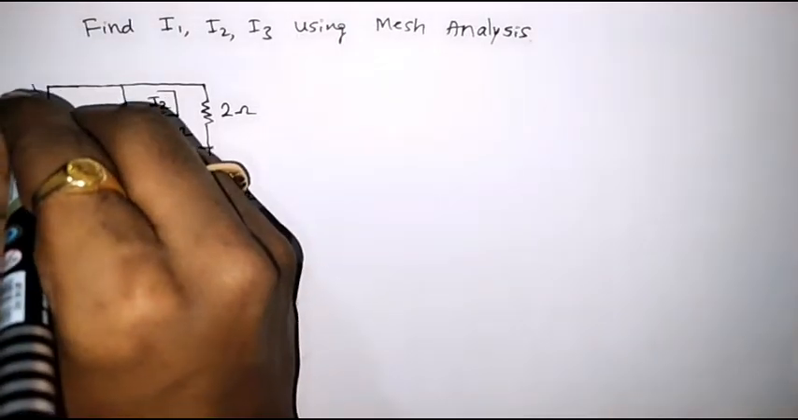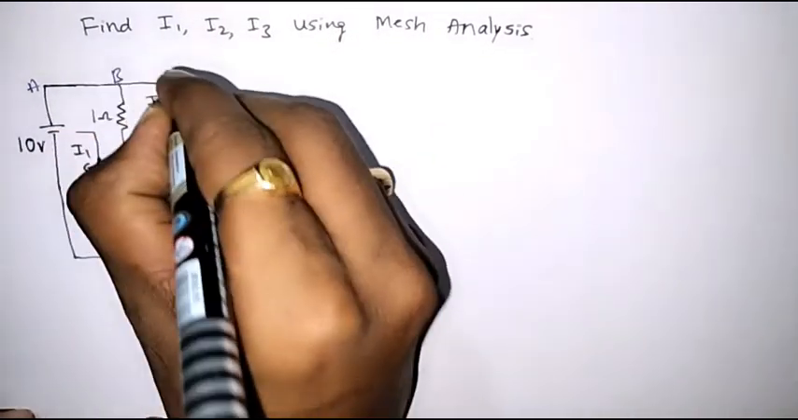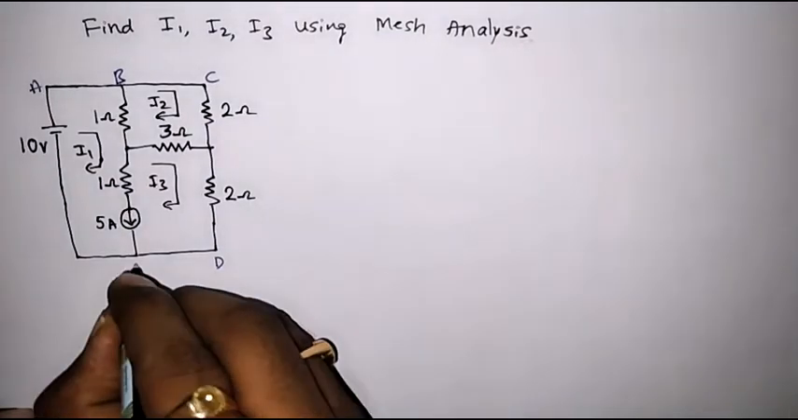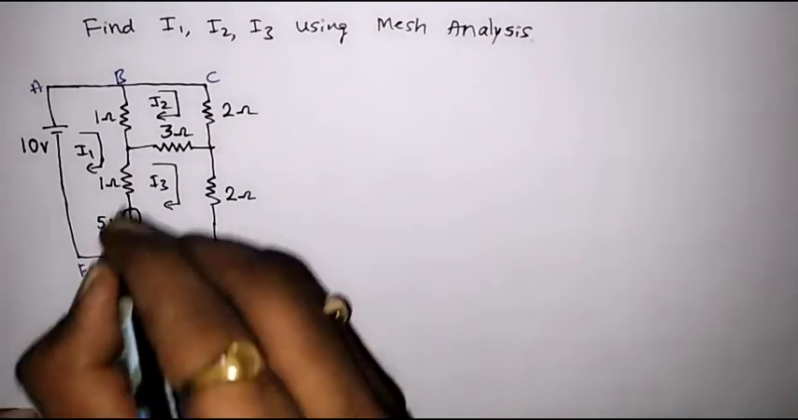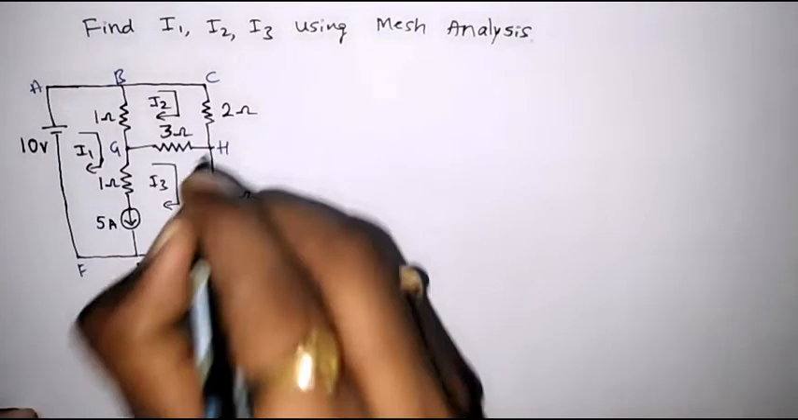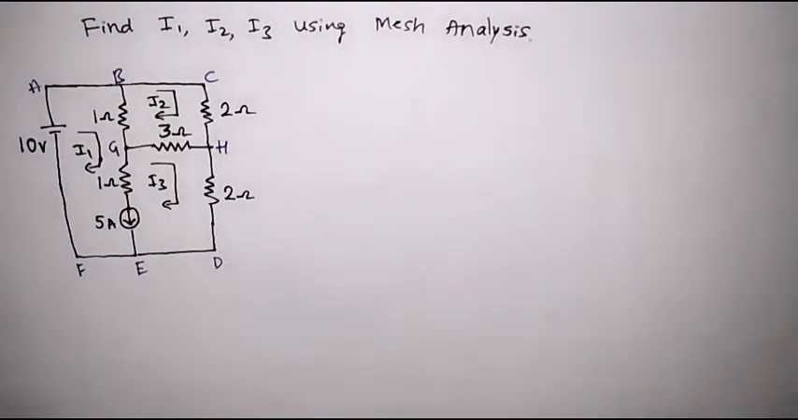Let this be A node, B, C, D, E and F. Let this be G and H. Just for understanding purpose, I have given names to the nodes.